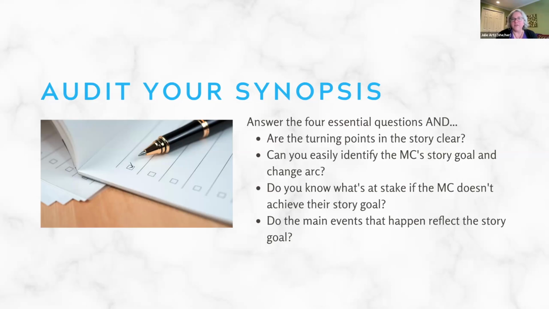Do you know what's at stake if the main character doesn't achieve their story goal, not just in the opening of the story, but at each point throughout the whole story? And do the main events that happen reflect the story goal?